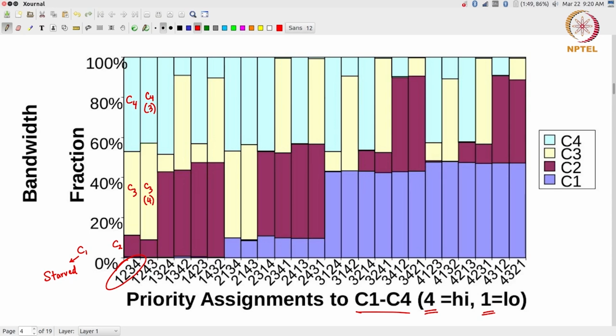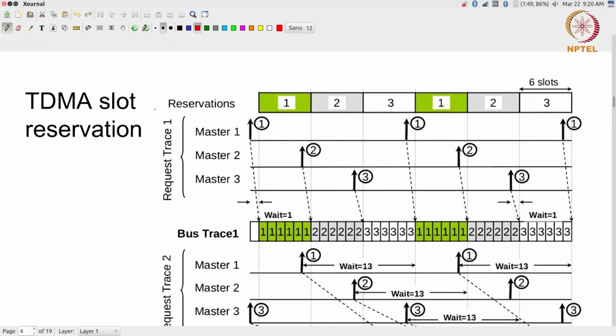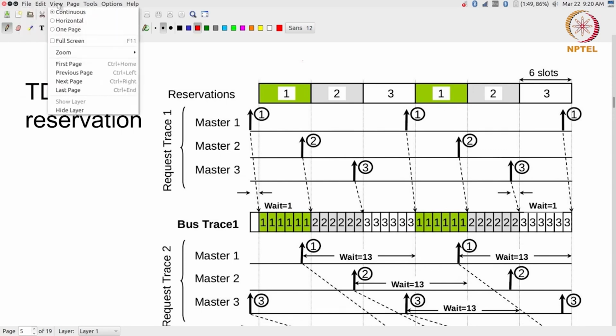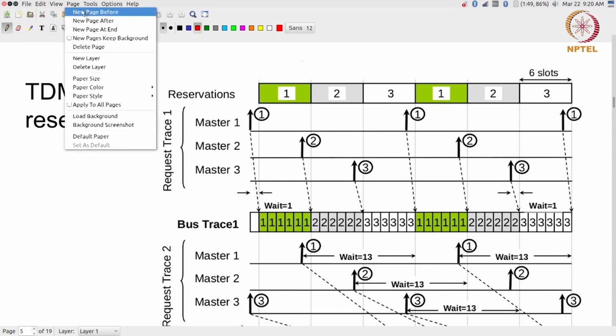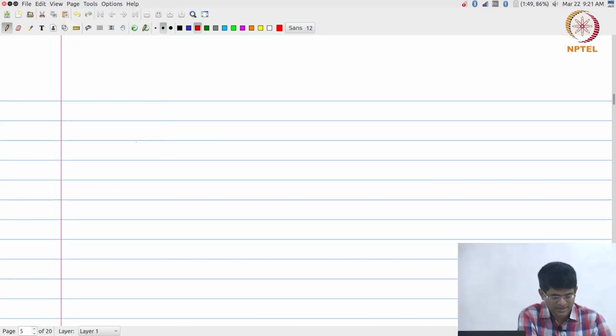Okay? An alternative that is proposed is to use something called time division multiple access, right? So let me just briefly say what time division multiple access is. In the idea of time division multiple access, I am going to say that I will take my time interval and break it into slots.